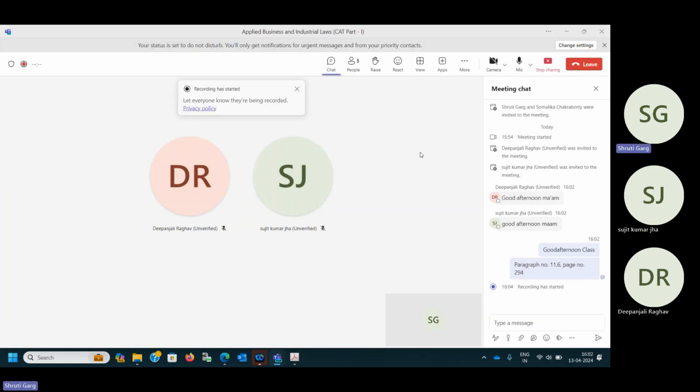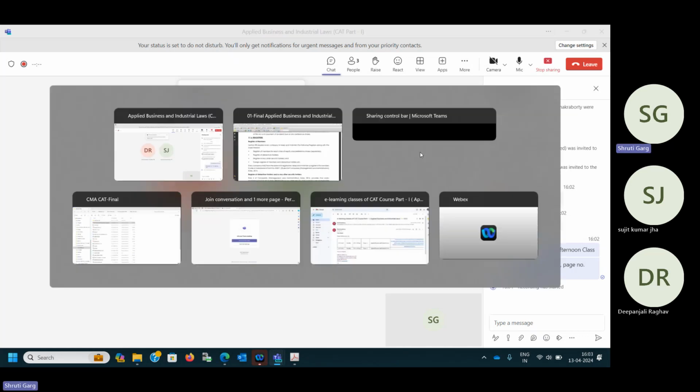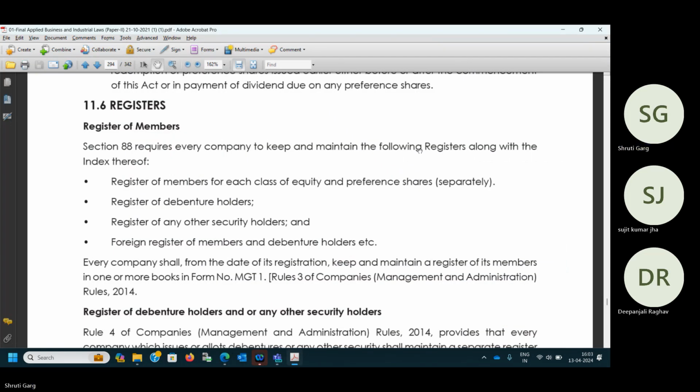See, in your course, these 4 registers are related to only shareholders. We studied in the previous class regarding the share capital, the equity shareholder and the preference shareholder. Okay, there are more registers like the transfer register, register of directors, and register of directors and KMP, right? But these 4 registers are related to shareholders: register of members, register of debenture holders, register of other security holders, and foreign register of members and debenture holders.